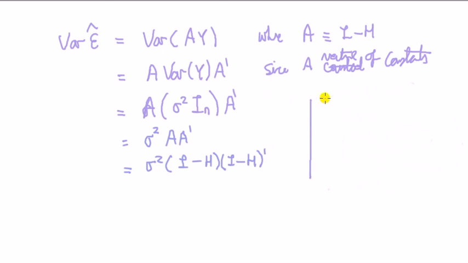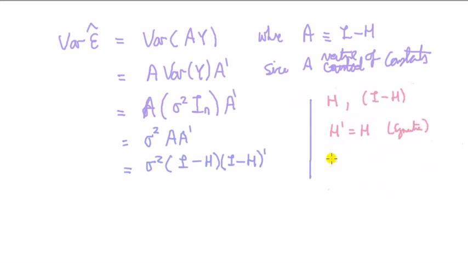This H matrix, and indeed the matrix I minus H, they're both orthogonal projection matrices. And orthogonal projection matrices satisfy two conditions: one, that they're idempotent, and two, that they're symmetric. Symmetric, we know what that means. It means that if you take the transpose, it's equal to itself. That's symmetric.